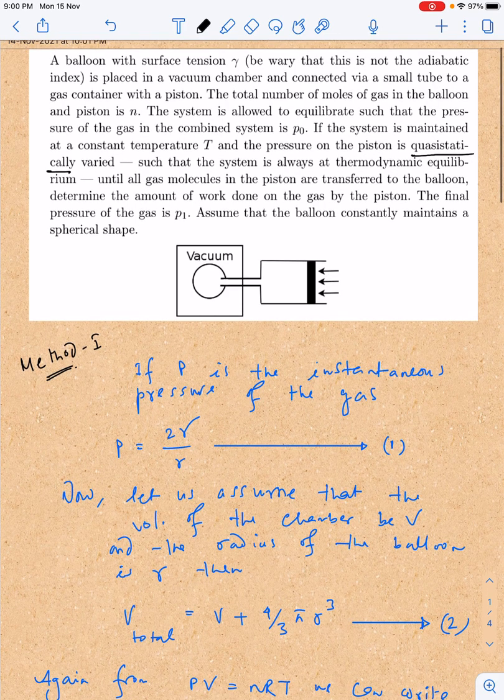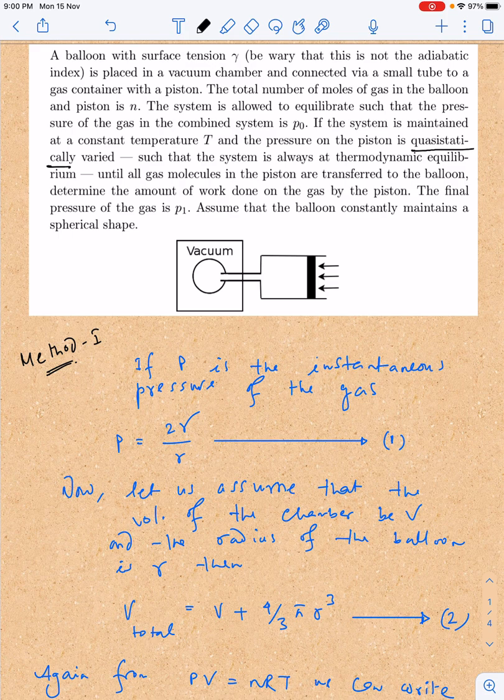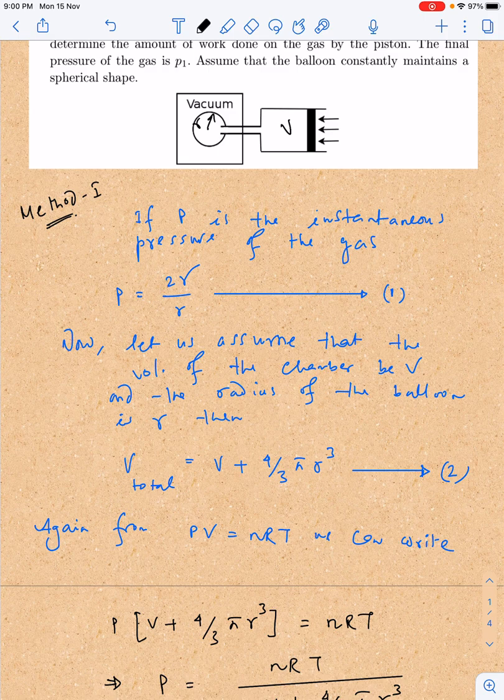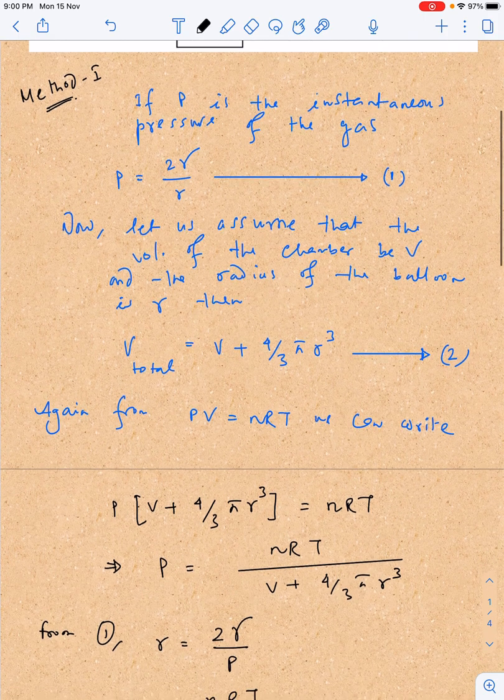I will show you one method, another method you have to work out and let me know in the comment box. So first method, since it is in equilibrium, I can comfortably write P equal to the excess pressure equation, 2 gamma by R. Simple. Now, I will consider that at this instant of time the volume is V and the radius of the spherical balloon is R. So total volume becomes V plus 4/3 pi R cube. Now from PV equal to nRT, we can write P into (V plus 4/3 pi R cube) is equal to nRT. From there I will get P value.